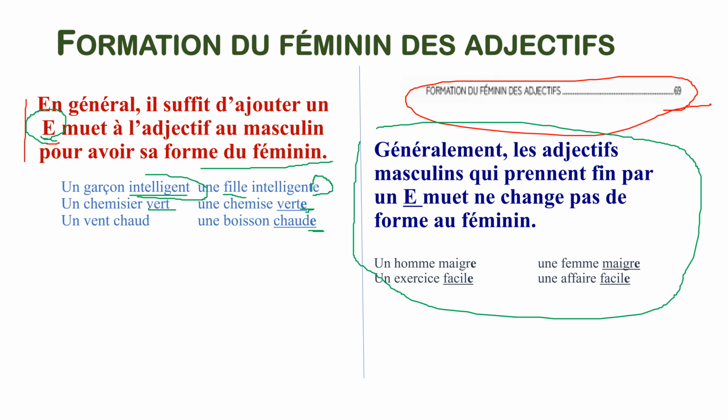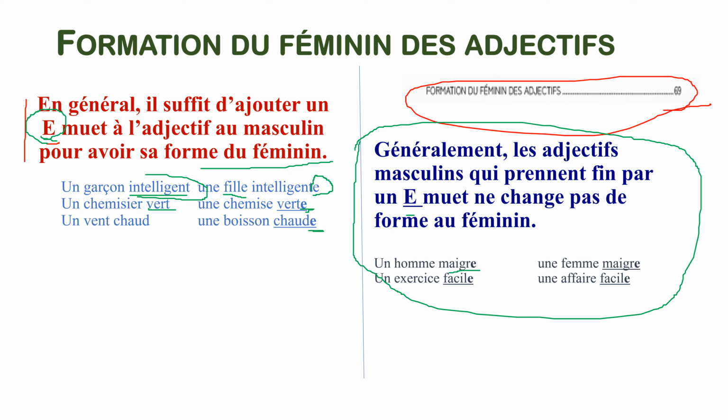Now, let's move on to this one. Generally, les adjectifs masculins qui prennent fin par un E muet ne changent pas de forme au féminin. What it is telling you is, generally, if a masculine adjective ends in an E that is silent, the feminine form does not change. This is what you call invariable, meaning it does not change. So let's look at two examples here.